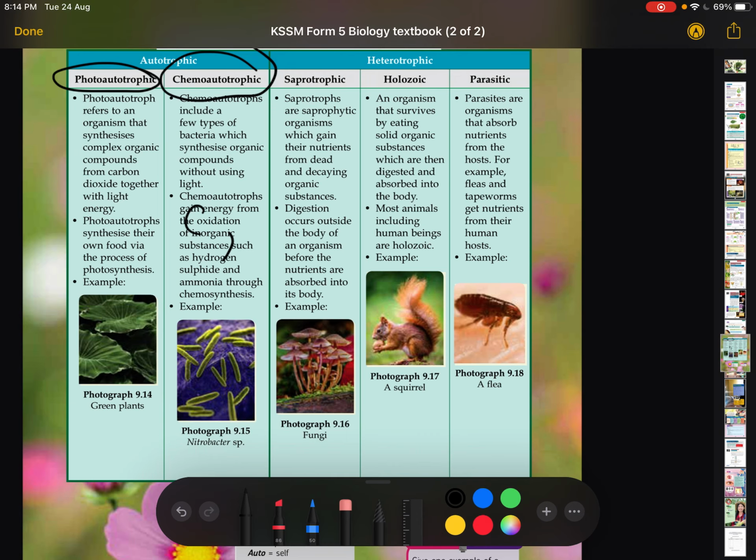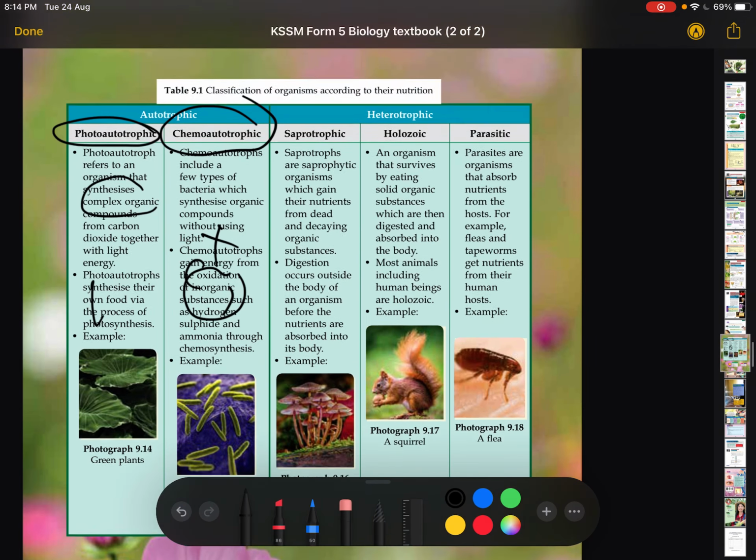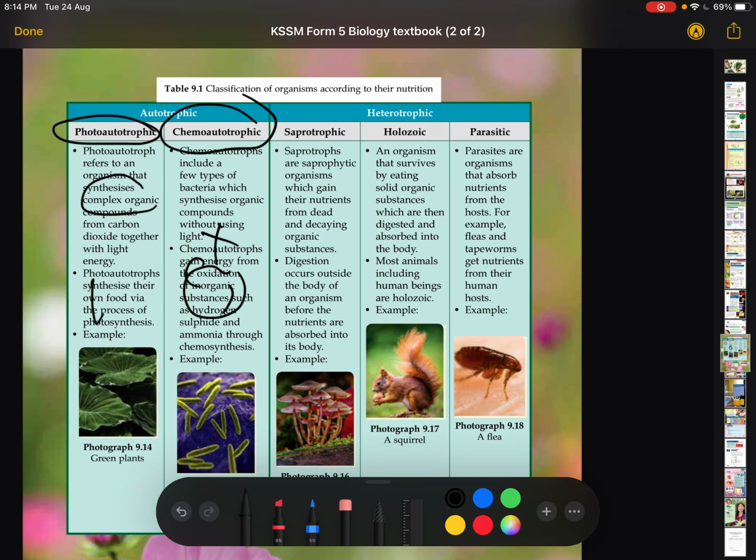So for photoautotrophism, the organism synthesizes complex organic compounds. But with chemoautotrophism, they oxidize inorganic compounds. This one produces organic compounds, this one oxidizes inorganic compounds. And the other difference is obvious: light, no light. So that's that.